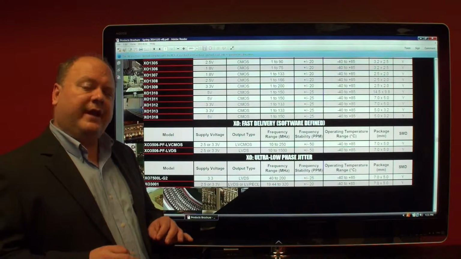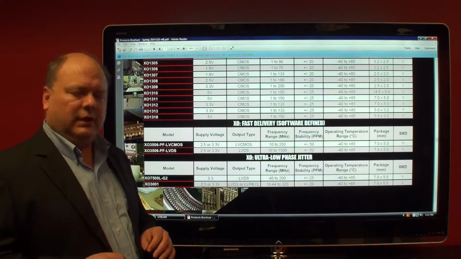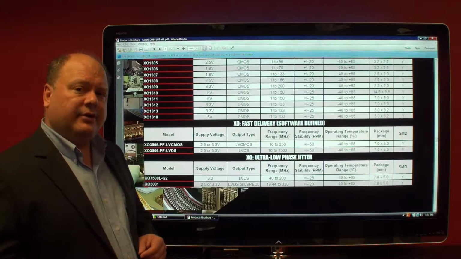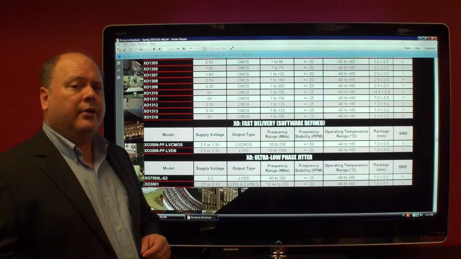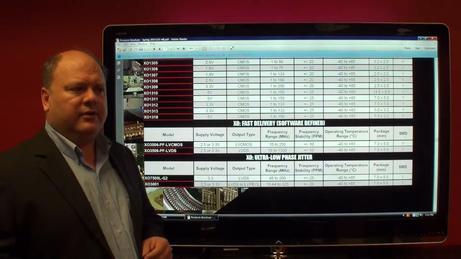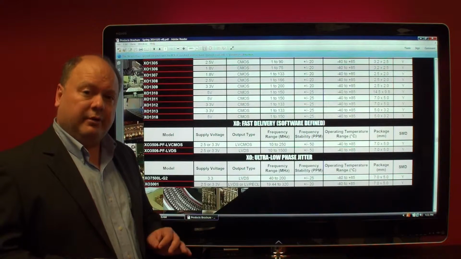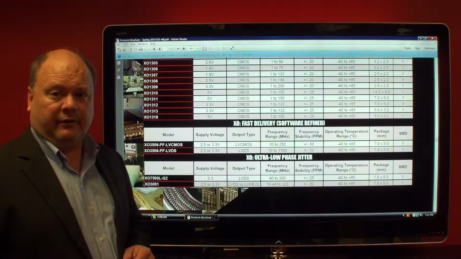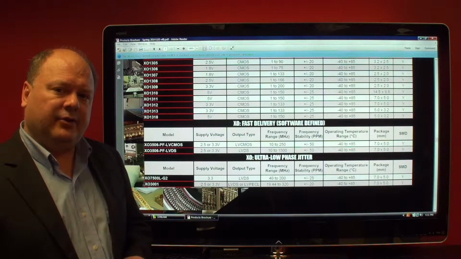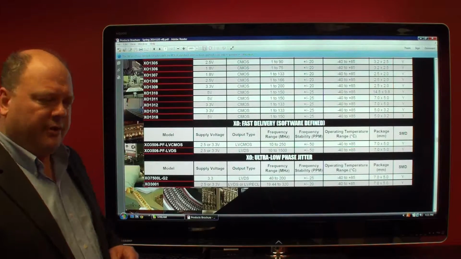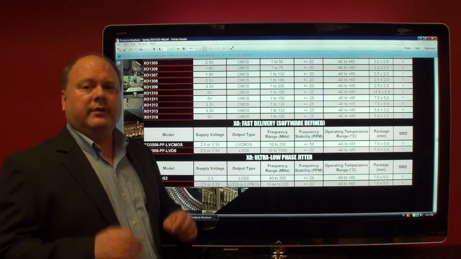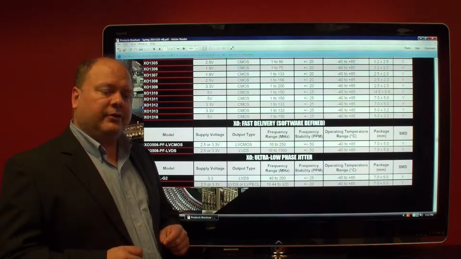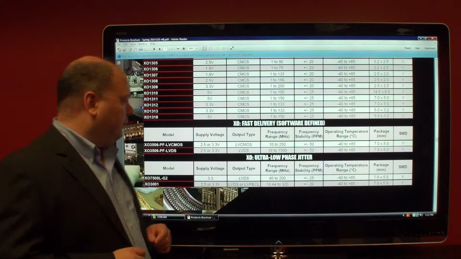When you look at a phase noise graph, and we'll get more into this in another video segment, the area under the curve is your integrated phase jitter. The better the phase noise, the less area under the curve, the lower the integrated phase jitter. So for customers that are very sensitive to the term jitter, we can offer certain niche products. We have them in the brochure.